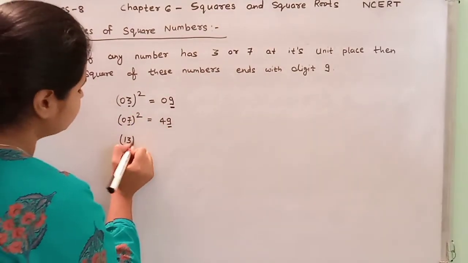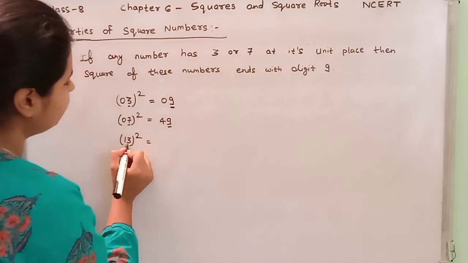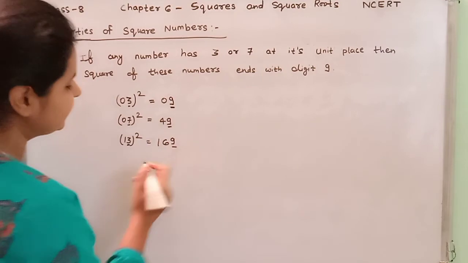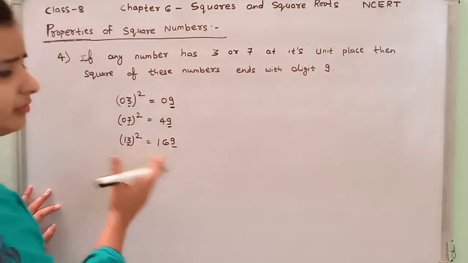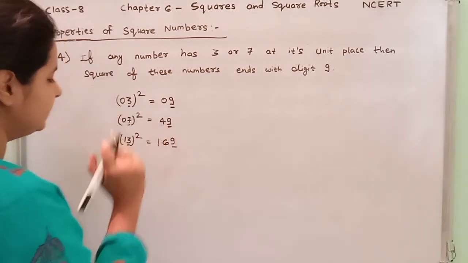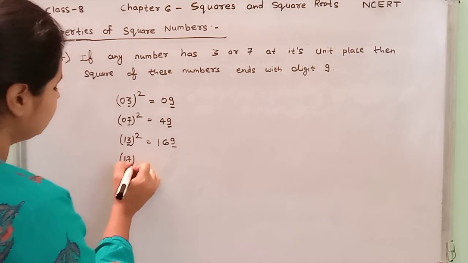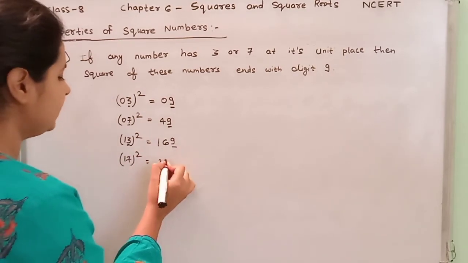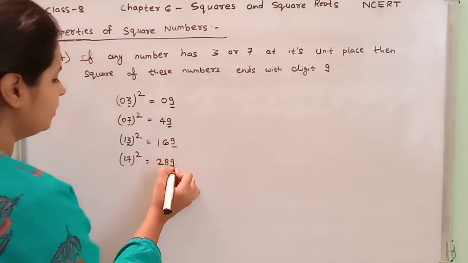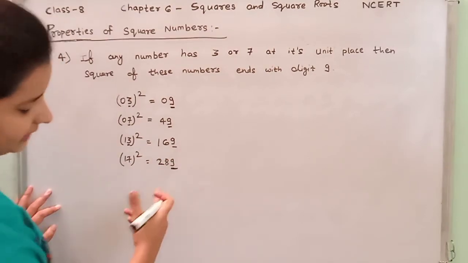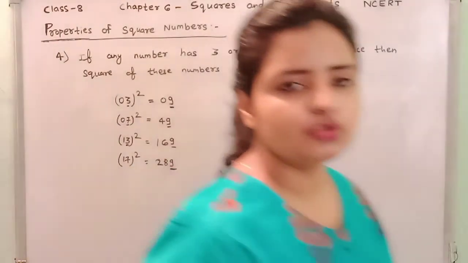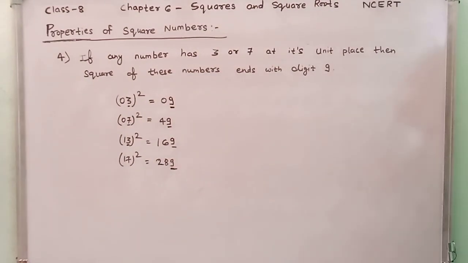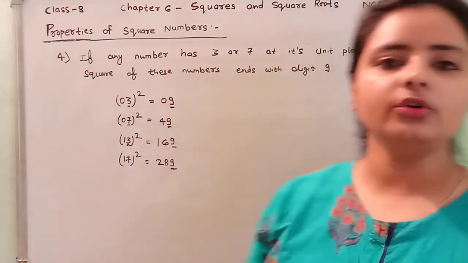Now square of 13. Unit place is 3. Fine. And square number will be 169. 169 is the square of 13. Now square number ends with 9. After that, we can take square of 17. So we will get 289. So square number ends with 9. Fine. So I think you understood what I wrote here. This is the property number 4. Now write all the properties in your notebook. Fine.